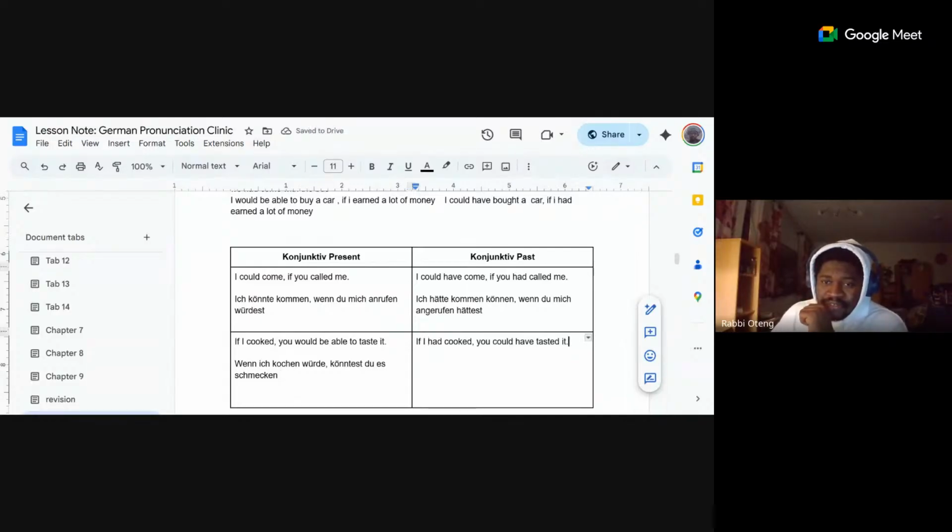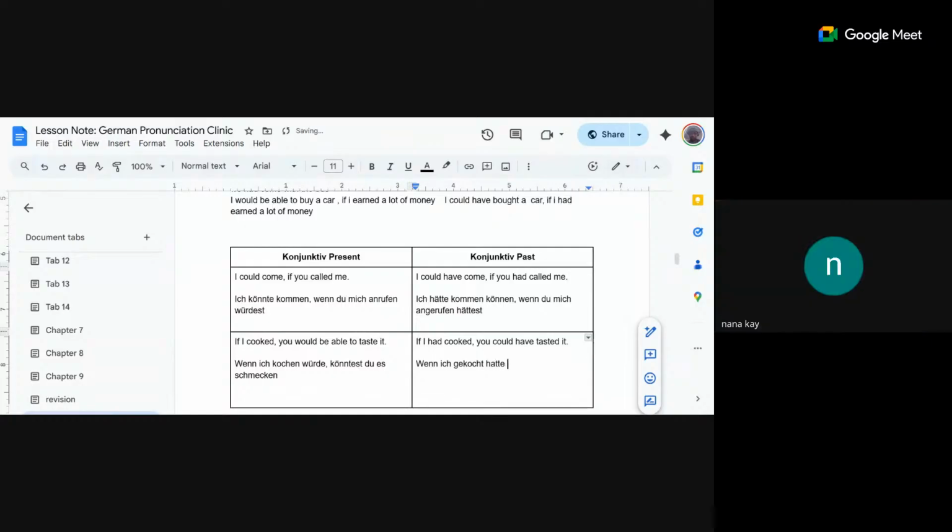So the past will be "if I had cooked." You're talking about "if only I had cooked." In German: "wenn ich gekocht hätte." Okay, "wenn ich gekocht hätte." "Hättest du es geschmeckt, wenn ich gekocht hätte?"